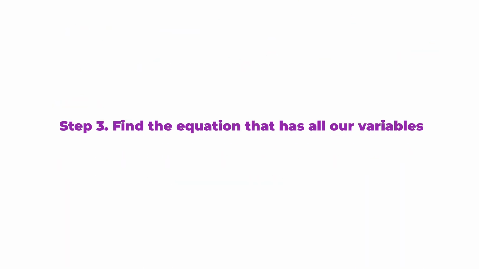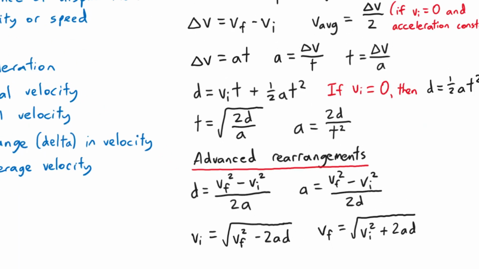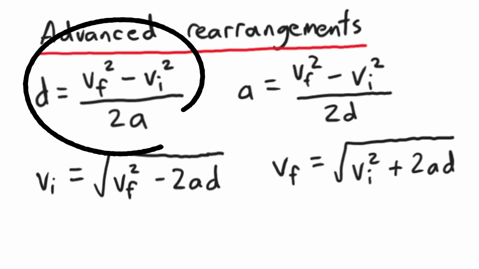Step 3. Find the equation that has all of our variables. In this question, we have been given mass, but we actually don't need it. It is a red herring. So the variables that we really need in our equation are vi, vf, a, and d. The equation that we'll use is d equals vf squared minus vi squared over 2a.